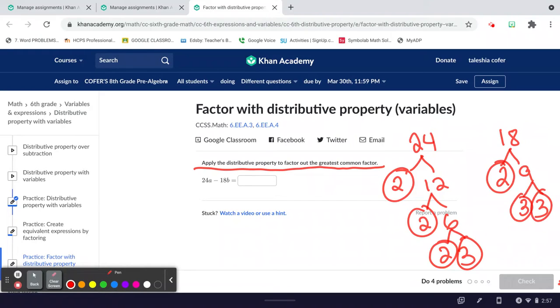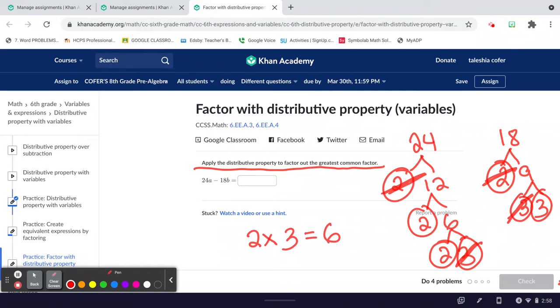I want to pick out the numbers that they both have. They both have a 2, so I'm going to write it. They both also have a 3, so I'm going to write it. This one has another 3 here, but this one doesn't have any more 3s. The 24 has 2 more 2s, but my 18 doesn't have any more 2s. The only numbers that they both have are 2 and 3. 2 times 3 is 6. So I know that my greatest common factor is 6.